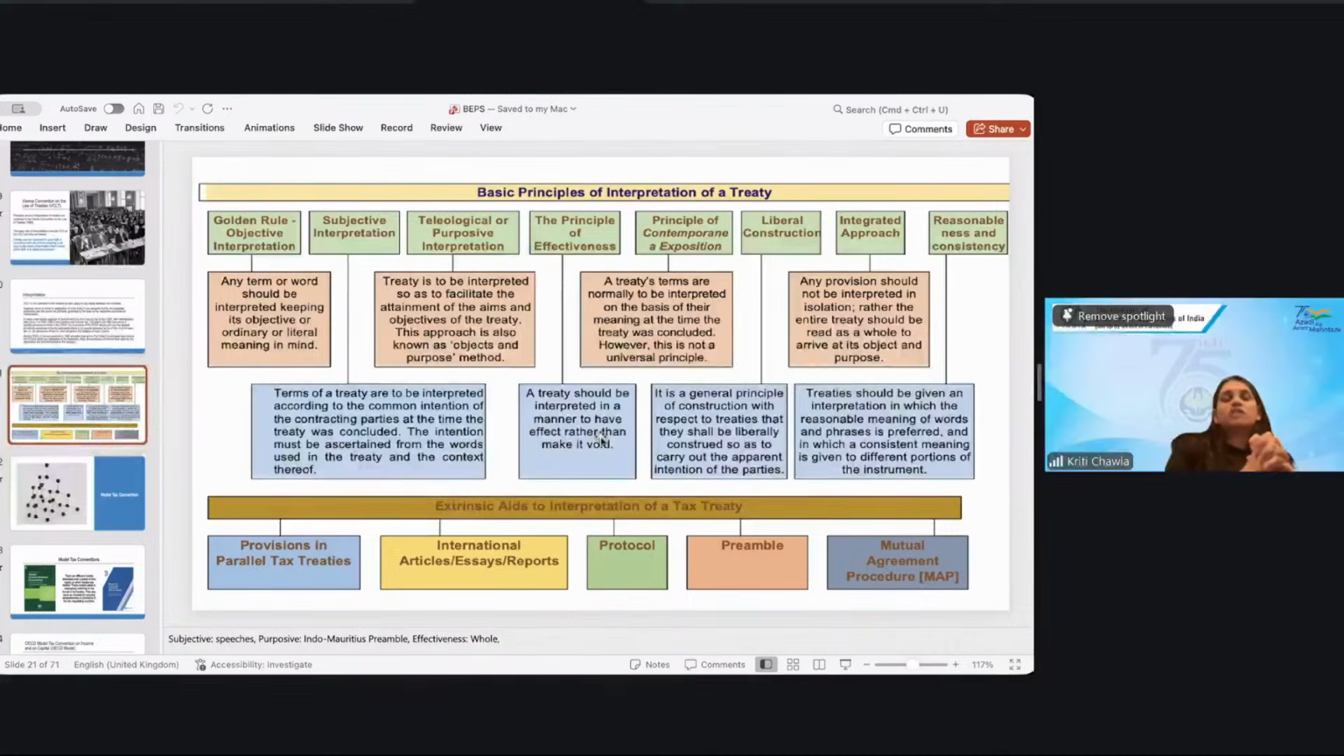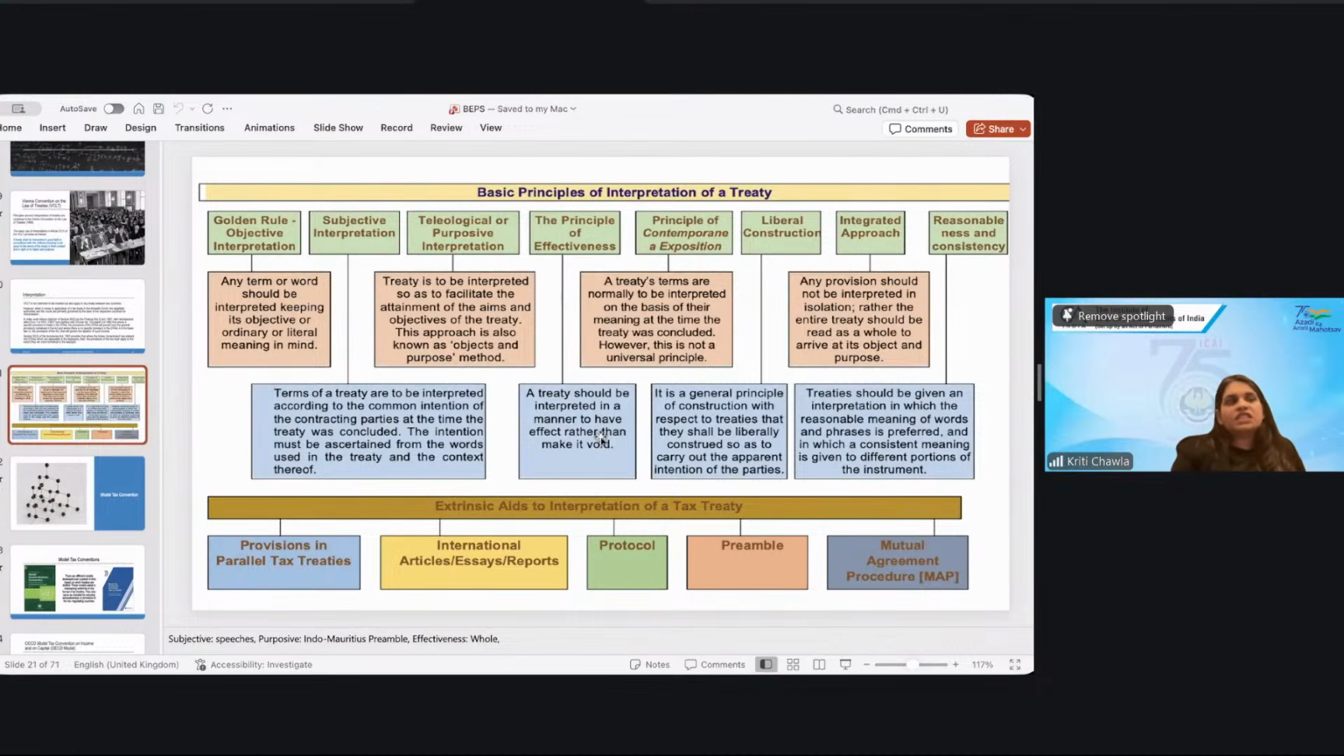Now, there are obviously other aids also which are available for interpretation of tax treaties, and these include provisions in parallel tax treaties. So there could be provisions in parallel tax treaties that could also be relied upon. Then there are obviously articles, essays, and reports out there which are available on different databases, on different platforms, that can also be relied upon. Then there is also something called a protocol to a tax treaty, which can also be read through.